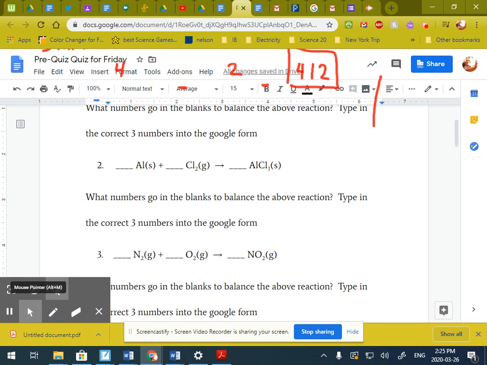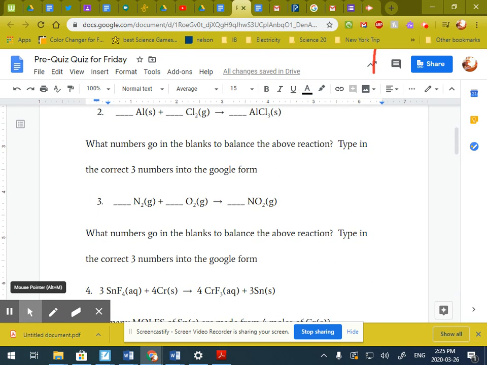Second question is another balancing question. So what numbers go in the blanks? Well, okay, if we take a look at this, our chlorines are not equal. And do you guys remember the Uno reverse? We can move the 3 over here to make 6, and we can move the 2 over here to make 6, because 3 times 2 is 6, 2 times 3 is 6. That means our aluminums are not balanced, so I need to put a 2 over there. So it goes 2, 3, 2.